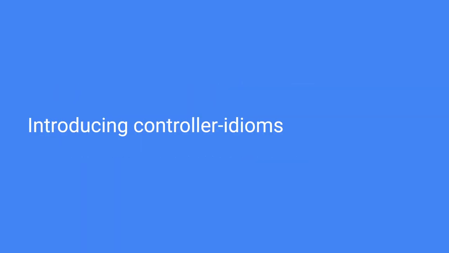So that's kind of where controller idioms comes in. That's what we're trying to solve. How do we make the steps in a state machine reusable for a controller?